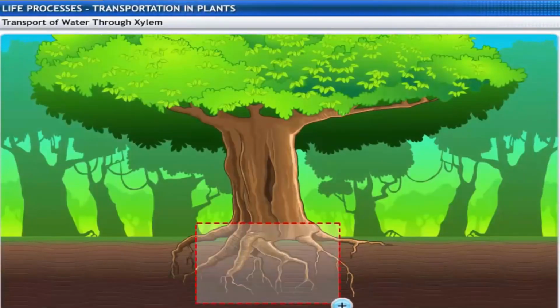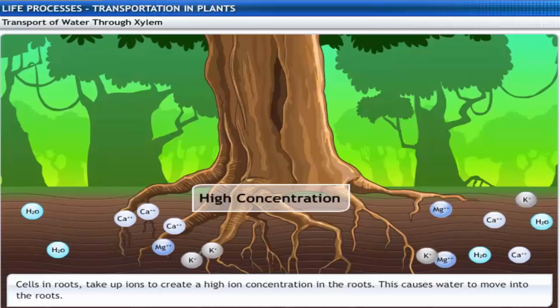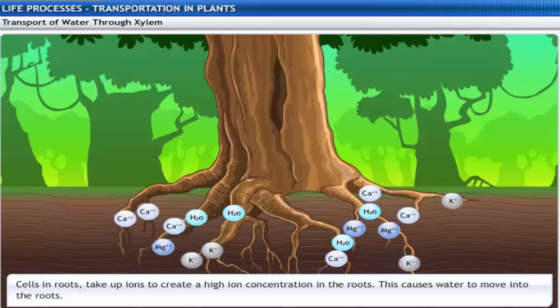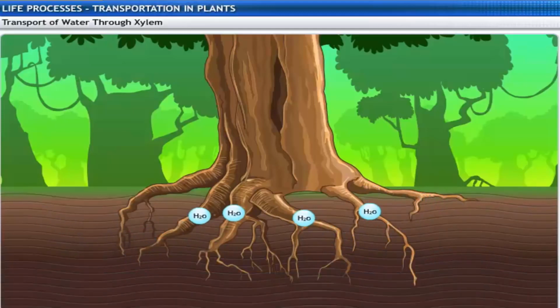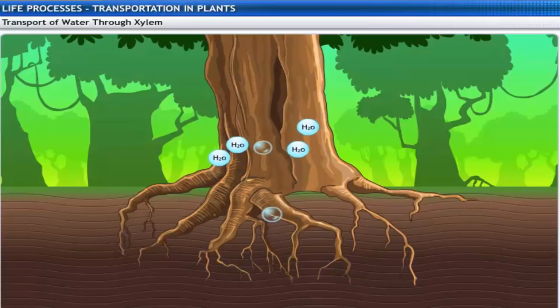Plants get their nourishment from soil. In the roots, the cells in contact with the soil take up ions. This creates a high concentration of ions in the roots than in the soil. Therefore, water moves into the roots from the soil to eliminate this ionic difference. This process is known as osmosis. This ensures a steady movement of water into the roots, creating a water column that is pushed upwards.